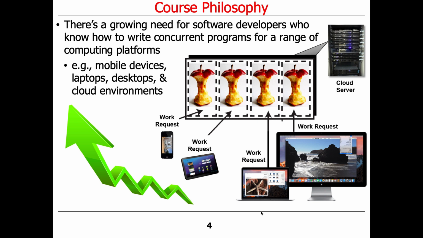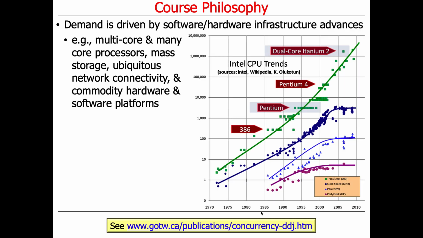Why these topics are so exciting is that there's an increasing demand for people who know how to take advantage of concurrency on modern platforms. This includes things like mobile devices, and servers, and cloud computing infrastructure, and so on and so forth. So a lot of things these days have a need for the topics we'll be covering. Why is that? Well, one reason is that there's been a proliferation at the hardware and system software level of support for things like multi-core processors.